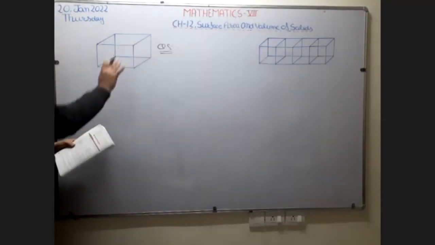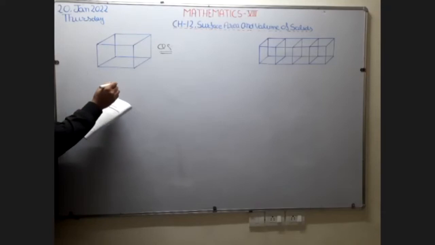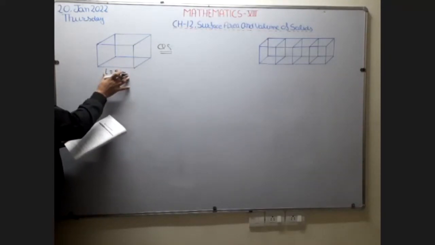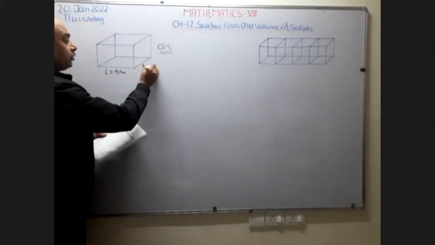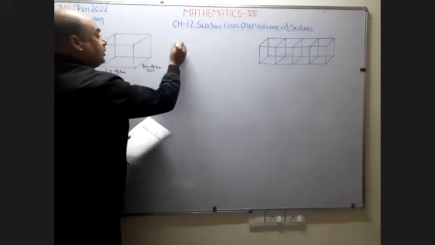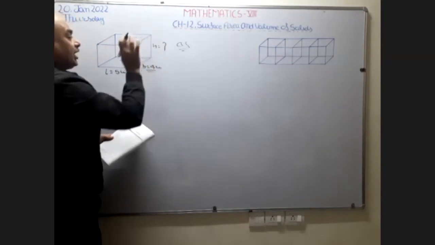Suppose this is your box. So in this question, the shape is going to remain the same. Length of the box is given as 5 meters, and the width, meaning breadth, of this box is given as 4 meters. So in this question, we're going to find the value of h, the height of the cuboid.